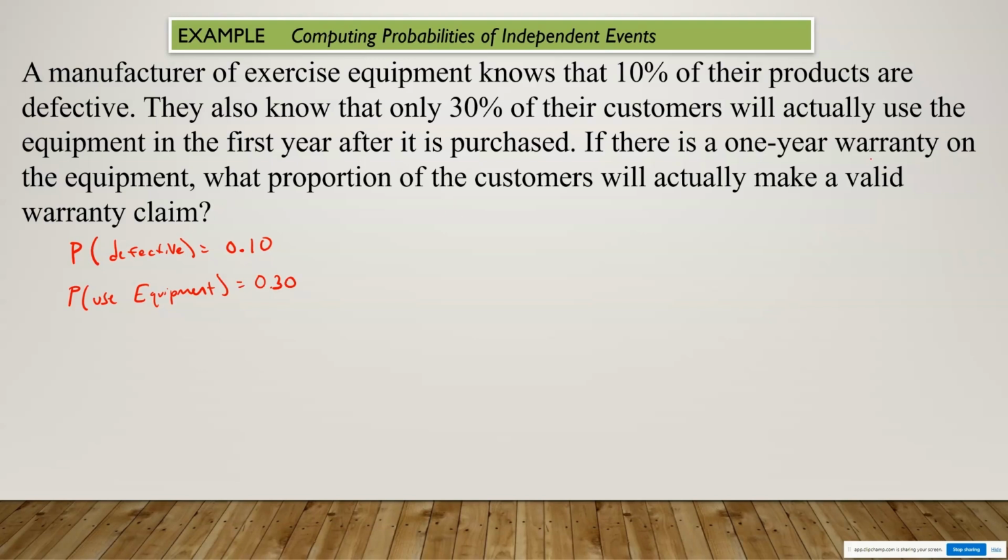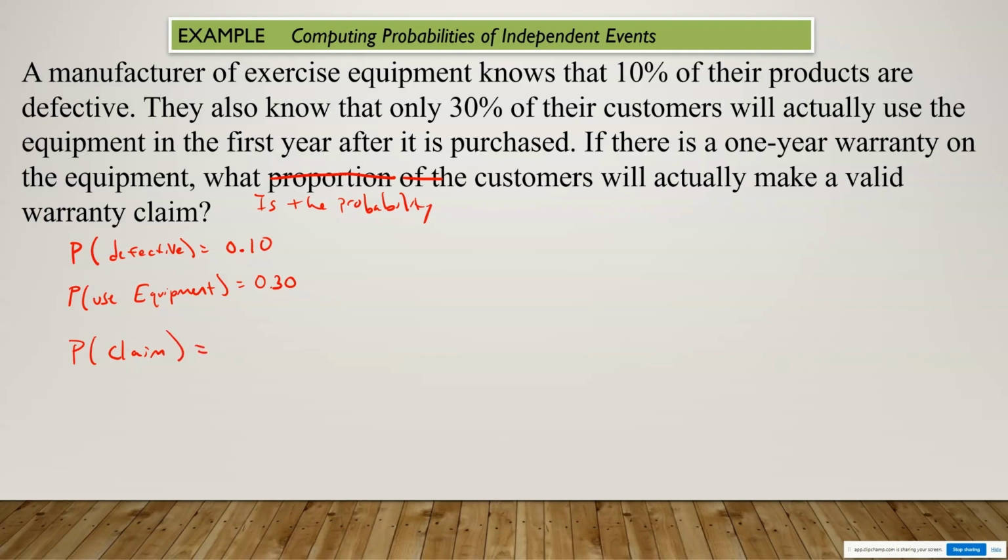All right. If there is a 1 year warranty on the equipment, basically what that means is if you get a defective piece of equipment and you realize it's defective within the first year, you can turn it in and they'll replace it. So what proportion of customers will actually make a valid claim? I'm going to change this a little bit to: what is the probability the customers will actually make a valid warranty claim? So I'm just going to write, what is the probability that there is some claim.